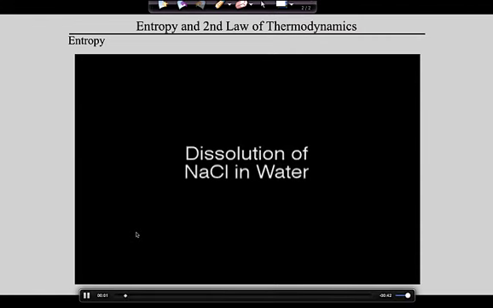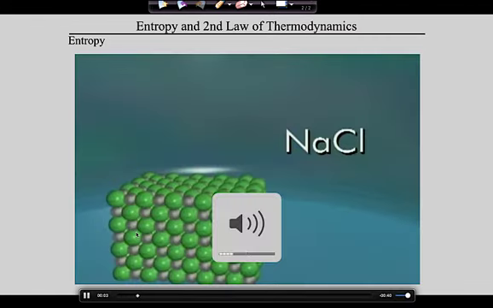This is the dissolving of salt in water. When an ionic substance such as sodium chloride is placed in water.